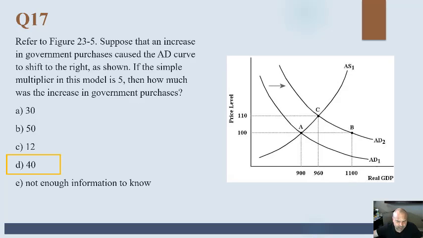So if you think back to the Keynesian cross aggregate expenditures diagram, the aggregate expenditures curve shifted by 40 because of government purchases, and then the new equilibrium value would have changed by 200 in total because the multiplier is equal to 5. And again, 200 divided by 5 is equal to 40.